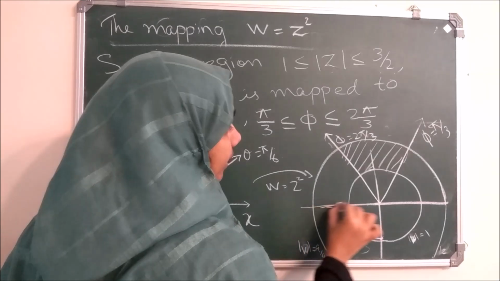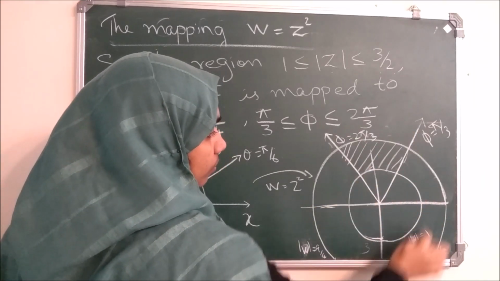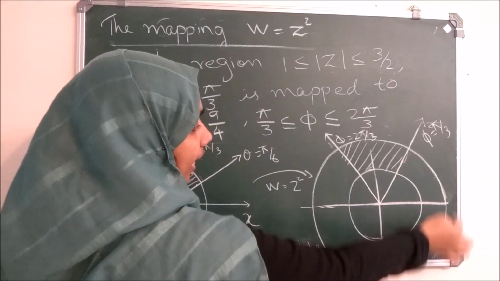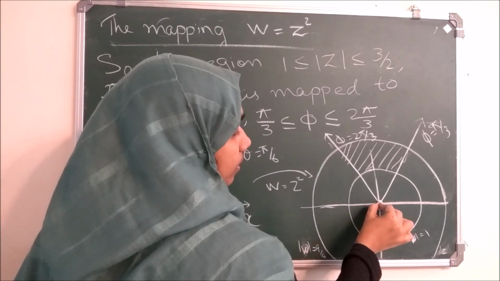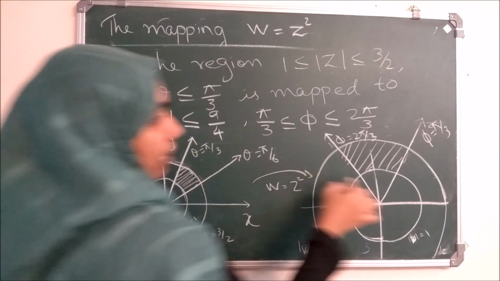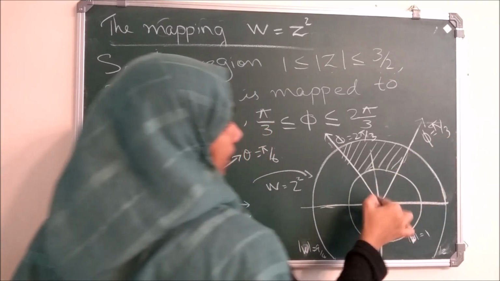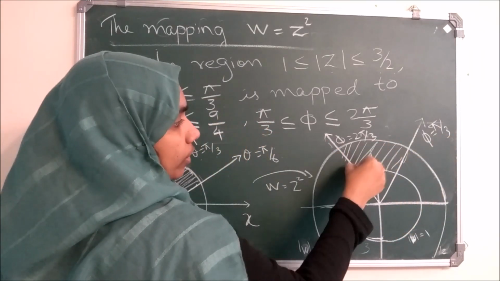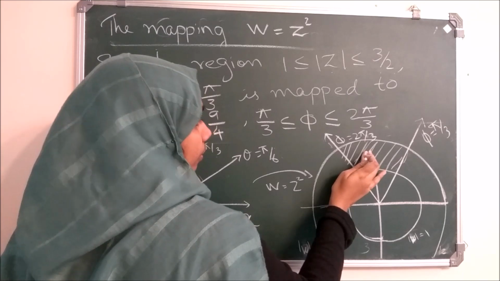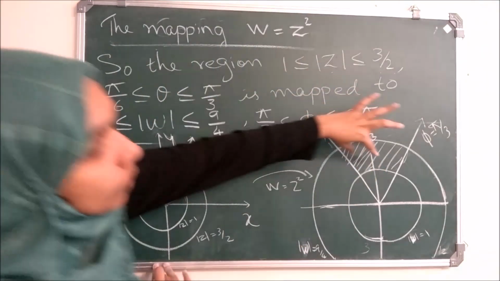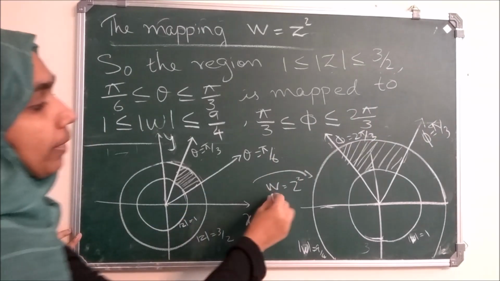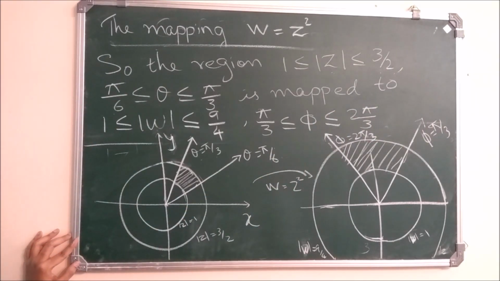Here you can see that this circle is mod W equal to 1 and the outer circle is mod W equal to 9 by 4, and the rays are mapped to phi equal to pi by 3 and phi equal to 2 pi by 3. So this will be the region. So you can see that this region is mapped to this region under the mapping W equal to Z square.